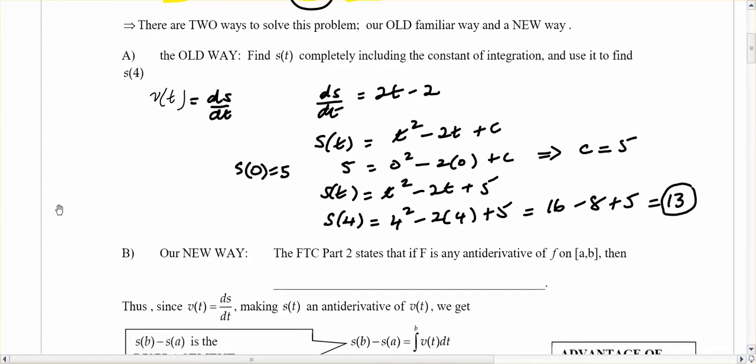calculus, part 2, which states that if big F is any antiderivative of little f on the closed interval a to b, then if I take the integral from a to b of little f of x dx, it's going to be antiderivative evaluated at the upper limit minus antiderivative evaluated at the lower limit. And that hopefully is absolutely engraved upon your hearts at this point.